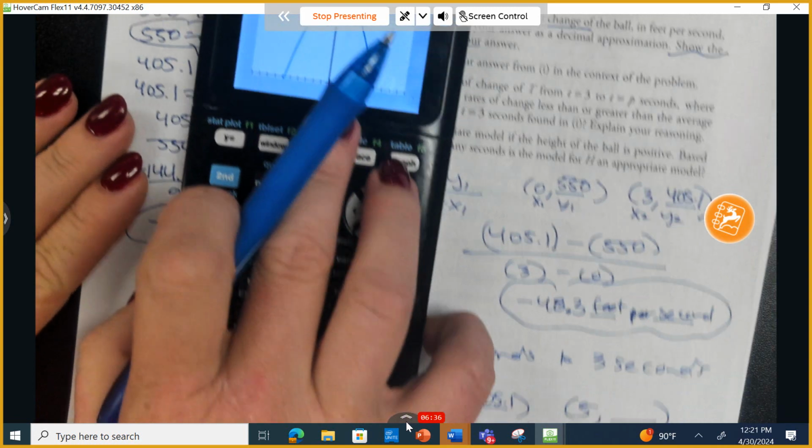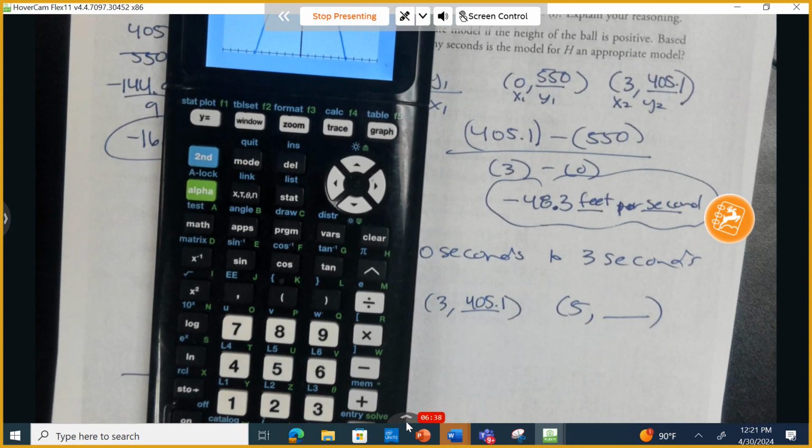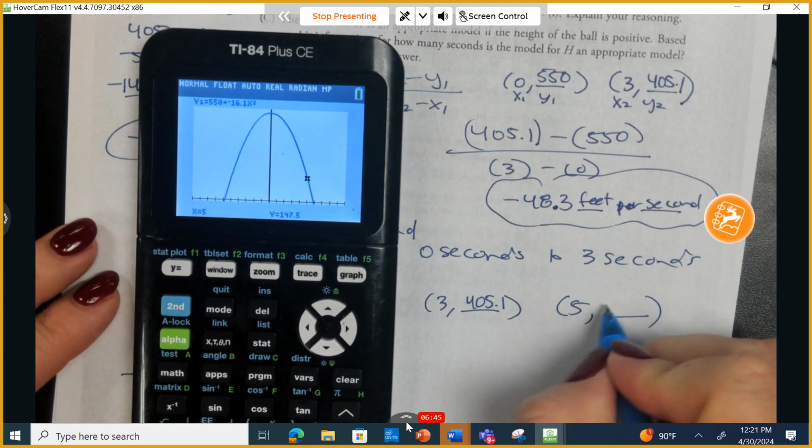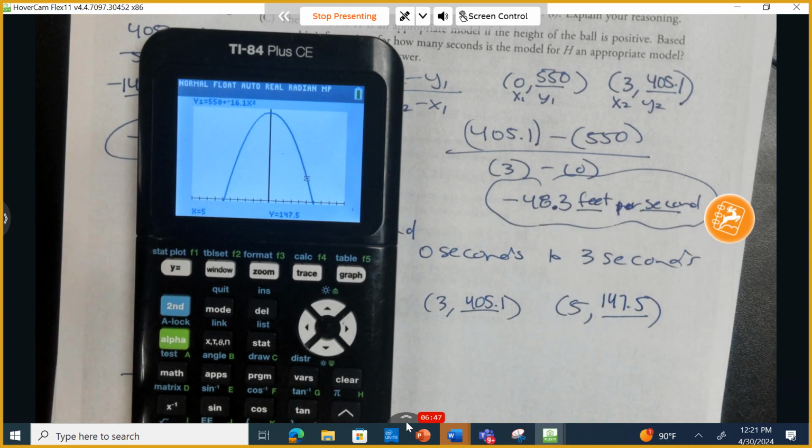All right, you ready? What's the only ordered pair that I'm missing? I'm only missing the output value for what input value? 5. So we'll go second, trace, value, and type in 5. 5 goes to 147.5.